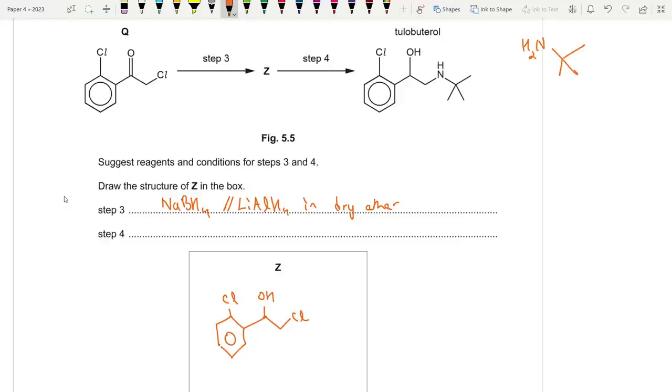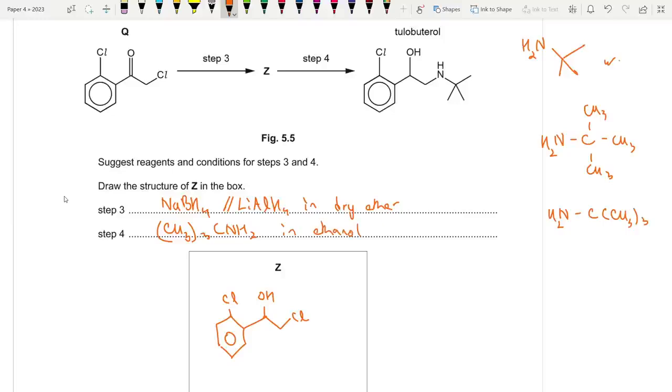Okay, and then what do we get at the end? We need to add this compound. What is this basically? NH2C followed by CH3, CH3, CH3. So that's basically (CH3)3CNH2 in ethanol, of course. Heat in a sealed tube. Heat in a sealed tube is usually for ammonia only, though it's just heat. So this is one option.